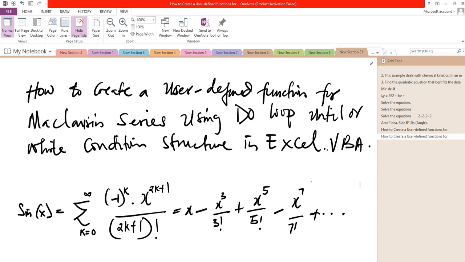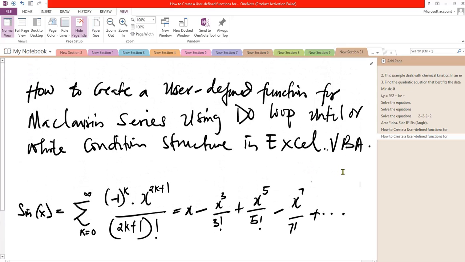Now for this sine series, the sine series is equal to x minus x raised to power 3 divided by 3 factorial plus x raised to power 5 divided by 5 factorial minus x raised to power 7 divided by 7 factorial.